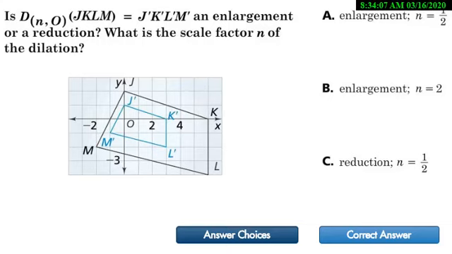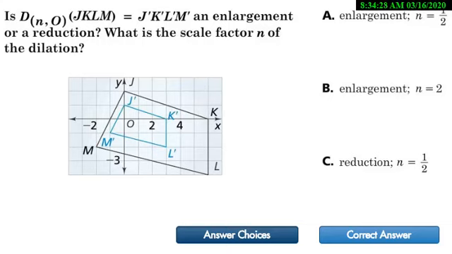I have one question in front of your eyes here. Question number 1 says: is D of n and O, which is 0, taking the figure J, K, L, M to J prime, K prime, L prime, M prime, an enlargement or a reduction? What is the scale factor n of the dilation?